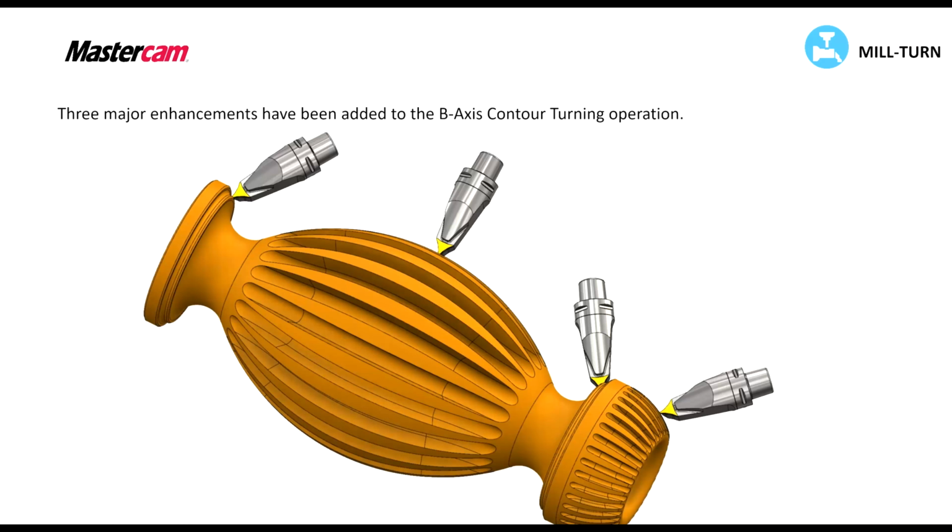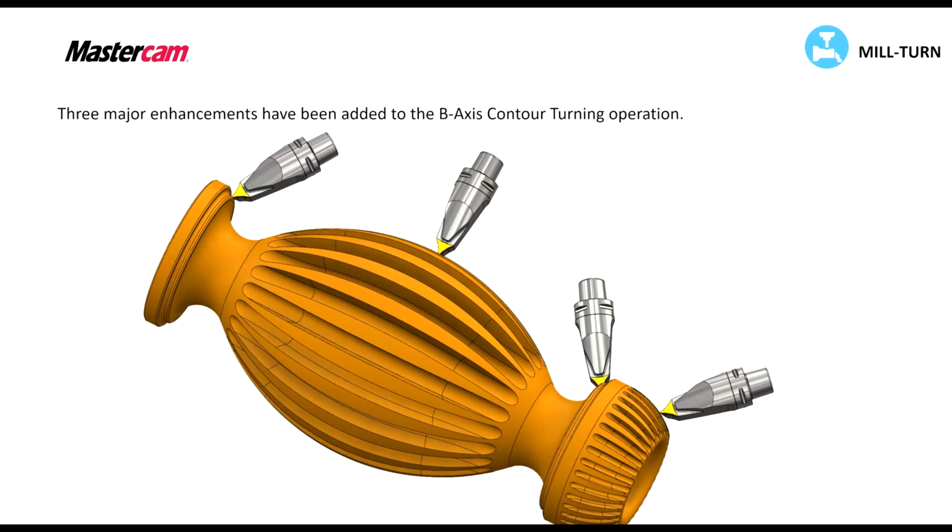Okay, like I said, this is only available in our Milturn environment. It is not available in standard lathe. You do have to have the Milturn environment, plus your machine has to have a B-axis upper. It does not work with turret-style machines. So there's three enhancements they made in 2024 to the B-axis contouring turning toolpath.